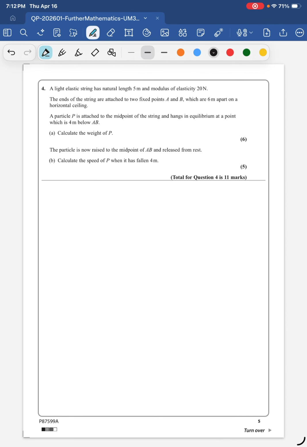Okay, now question number 4. A light elastic string has natural length 5 meters and modulus of elasticity 20 newtons. The ends of the string are attached to 2 fixed points A and B, which are 6 meters apart on a horizontal ceiling. Therefore, in this scenario, the string is stretched by 1 meter, okay? So a particle P is attached to the midpoint of the string and hangs in equilibrium at a point which is 4 meters below AB. Question A, calculate the weight of P. Let's start with that one.